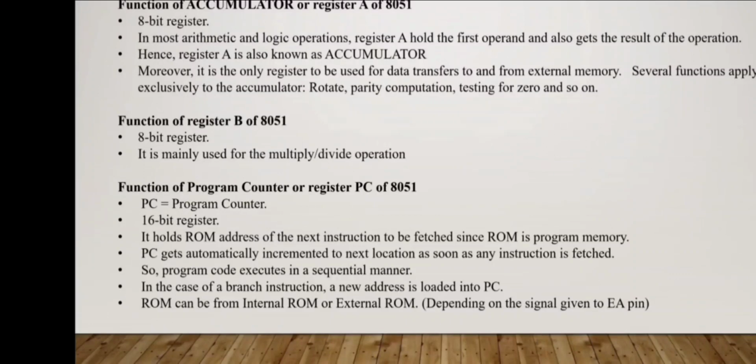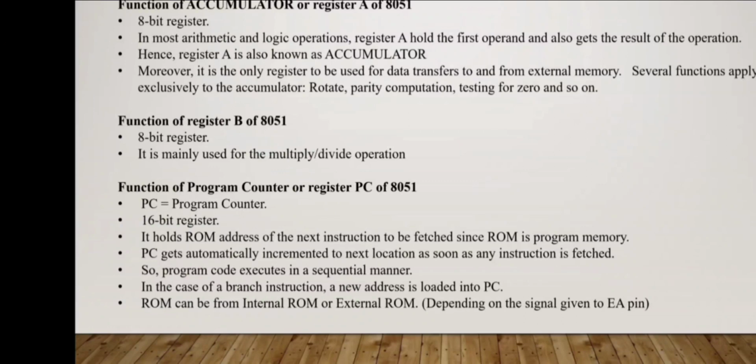It's a 16-bit register. It holds the address of the next instruction to be fetched, since ROM is program memory. We have already discussed that the program counter saves the address of the next instruction to be executed. PC automatically increments to the next location as soon as any instruction is fetched. So as soon as a single instruction is fetched, the program counter increments by one address, and it will take the next instruction to be fetched.